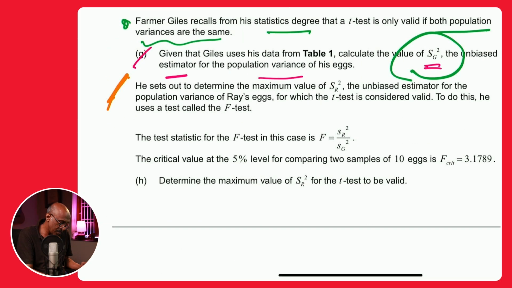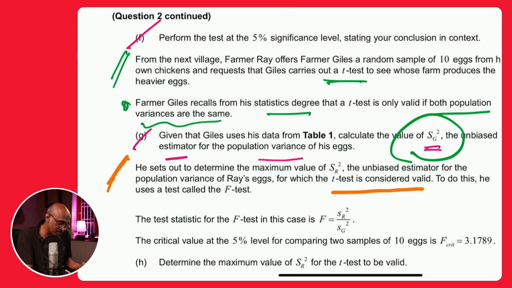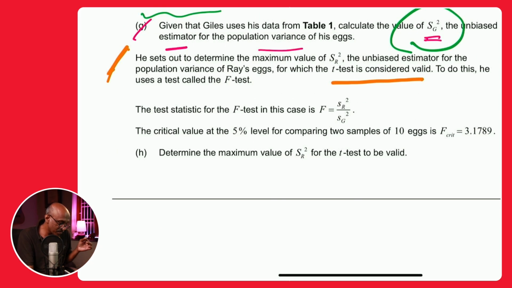So he sets out, he meaning Farmer Giles, to determine the maximum value of the unbiased estimator for the population variance of raised eggs, for which the t-test is considered valid. Now remember, the validity, as we saw before, is only there if both population variances are almost identical, almost the same. So he sets out to find what the maximum value of the unbiased estimator for raised eggs should be for which the t-test will be valid, because they want to conduct a t-test.